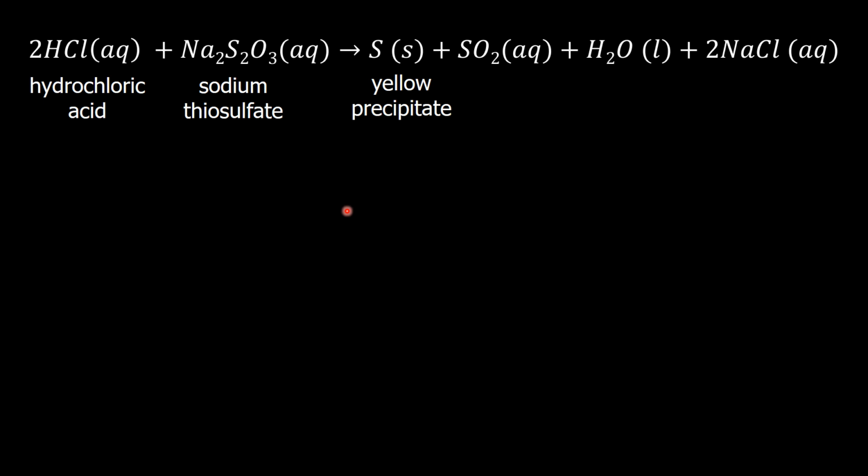Here is the reaction that we would have carried out in lab. So there are two reactants here. HCl is hydrochloric acid. Na2S2O3 is called sodium thiosulfate. And when they collide with each other, in order for this to happen, two HCl particles have to collide with one sodium thiosulfate particle. And if that happens, we produce four different products. The one that we're using in this lab is going to be the sulfur. Sulfur is a yellow solid that precipitates out of the solution. So that's a visual indicator of the extent of the reaction.